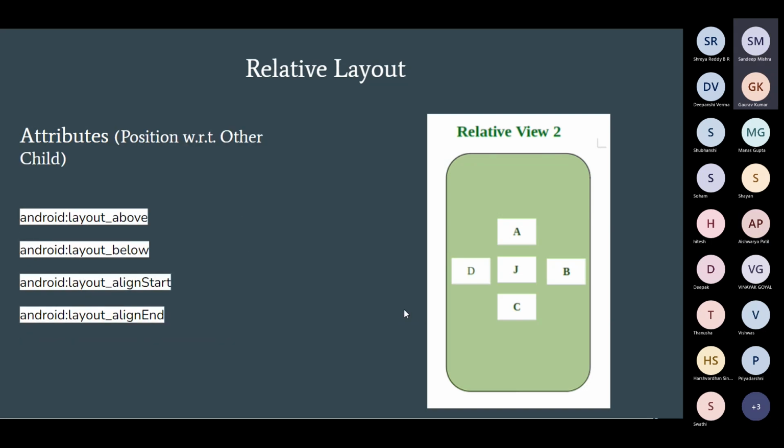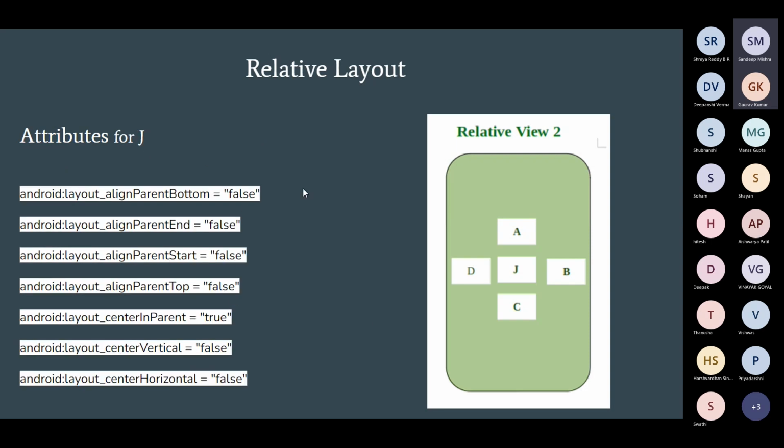So first of all, can anyone answer what will be the attributes for J? Can anyone of you unmute and answer? Center in parent, yes. So we will set center in parent as true, and will we set any other parameters or attributes? Is there any need to set any other parent attribute? Actually, we don't need to set any other parents.